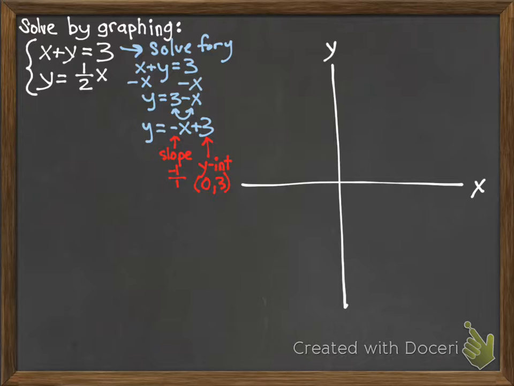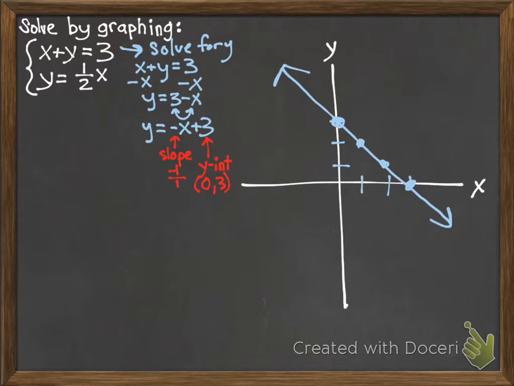To graph this, we start at the y-intercept, the point (0, 3), and then we would go down 1 over 1 using our slope to get other points on our line. Now we're only halfway done. We need to graph the second equation, y equals 1/2 x.